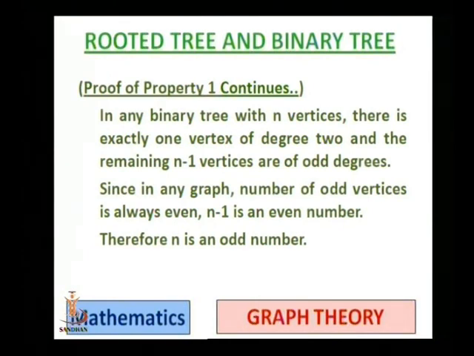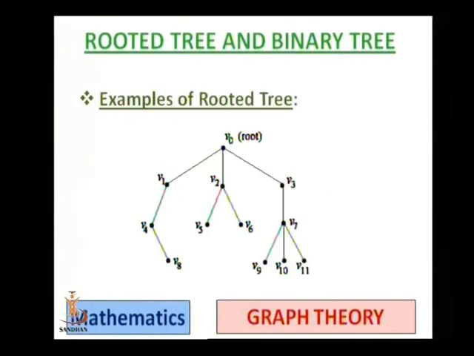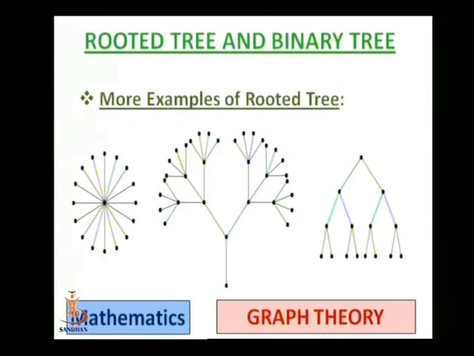If you look at the previous example, the examples of rooted tree, the third figure, on the top right side, is a binary tree. If you observe this figure, the top vertex is considered as the root, and that root has exactly degree 2. If you go to the bottom, there are 2 vertices on the next level, and both have degree 3. In the next level, there are 4 vertices, and all 4 have degree 3. And in the last level, there are 8 vertices, and all have degree 1.